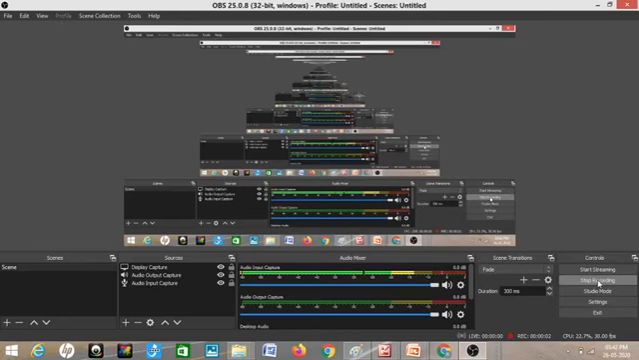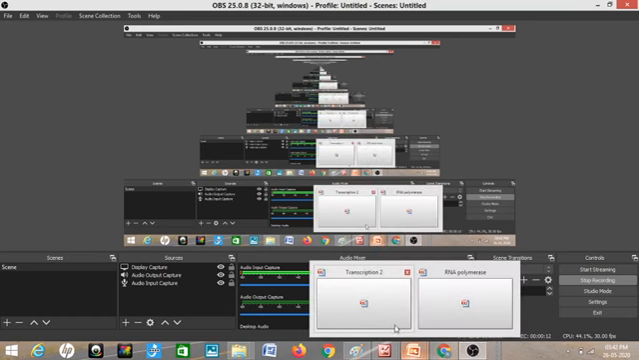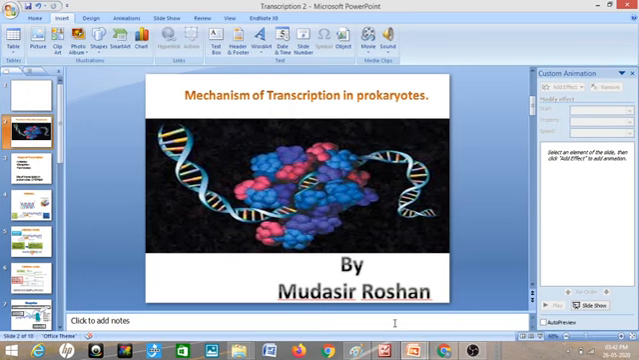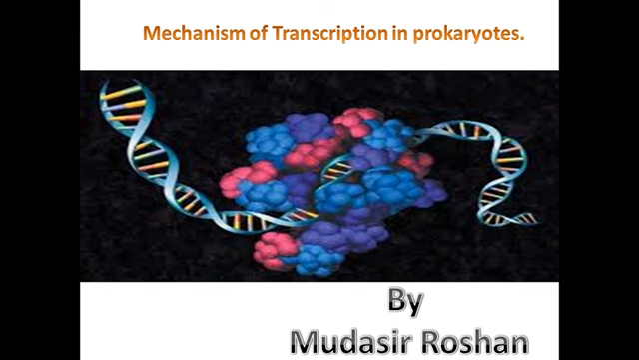Hello students, welcome. Today we will start with the actual mechanism of transcription in prokaryotes. We are done with the basics of transcription, so now it will be easy for you to understand the mechanism. As you will know, in your syllabus there is just transcription in prokaryotes. Prokaryotes are the organisms which don't have any well-organized nucleus.